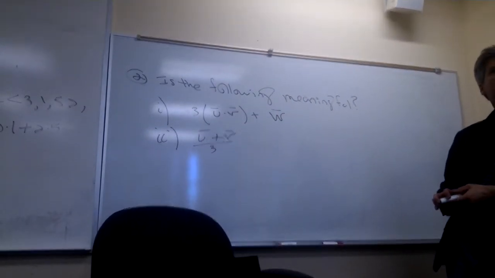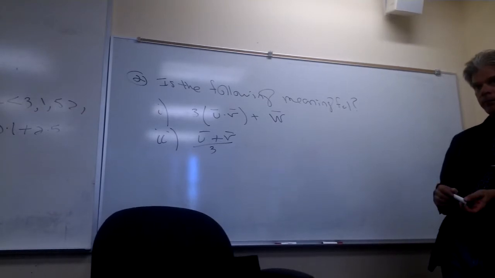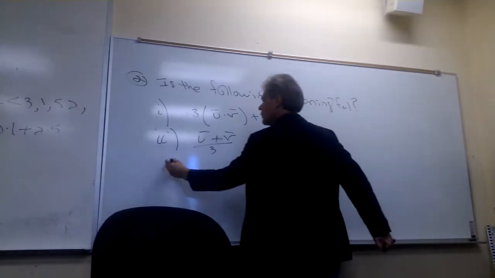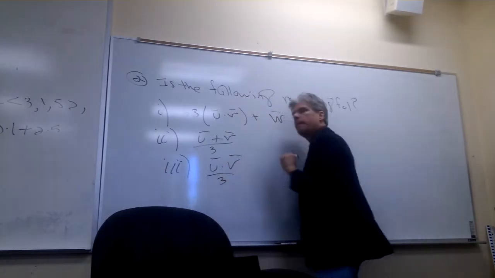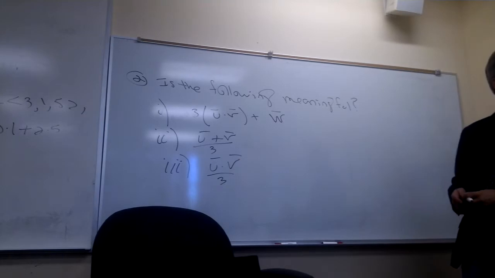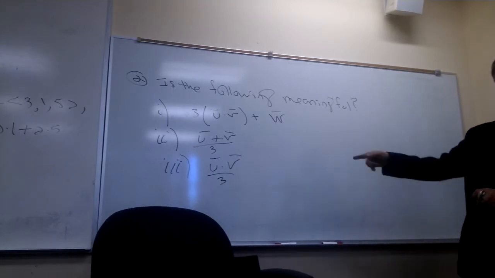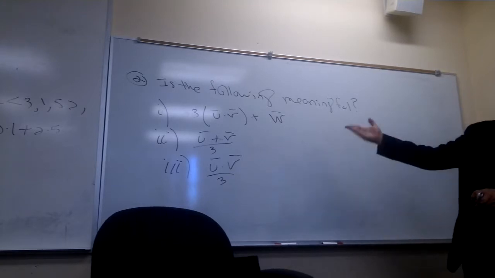Yeah, it's meaningful. What do you get in the end, a vector or a scalar? Vector. You get another vector. Yeah, that's meaningful. I just get a scalar divided by another scalar, which is just a scalar. Everybody there?